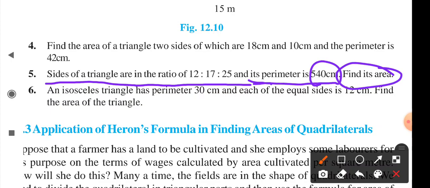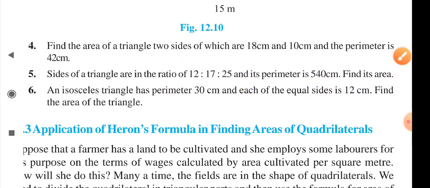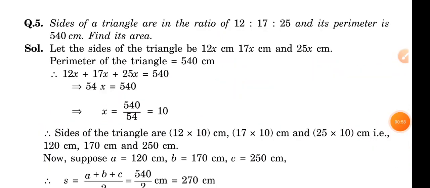So you can see that we have been given the perimeter, and perimeter we know is the sum of three sides, but the three sides are given in the ratio. So first we have to assume all the three sides: the first side is 12x, second side is 17x and third side is 25x. Then we will add all these three quantities and make it equal to 540. I will show you how to solve the question. You can see the solution in this question.